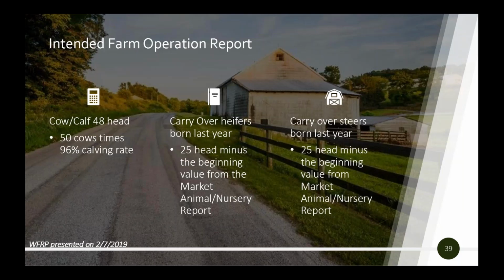So we've got our cow-calf of 48 head, that's 50 cows. We had a 96% calving rate. 96% times 50 is 48. So that's what we expect will be produced on the farm. Our carryover heifers born last year, we've got 25 head, and we'll subtract that beginning value that was reported on our inventory report from what we expect to sell them at. The carryover steers, we'll do the same thing for them.